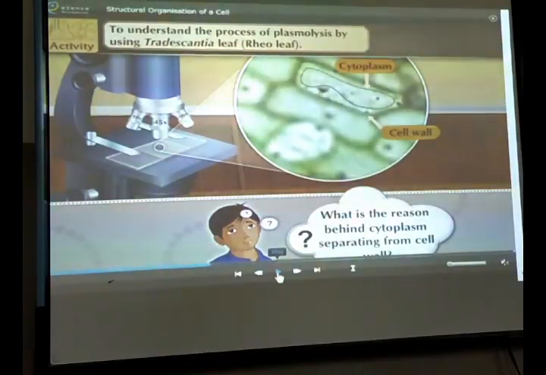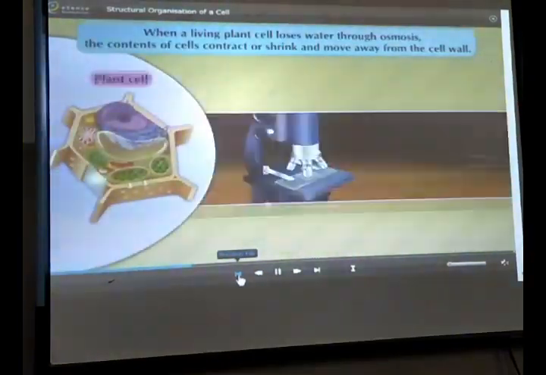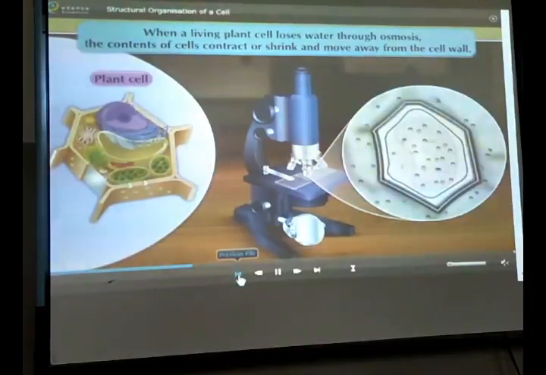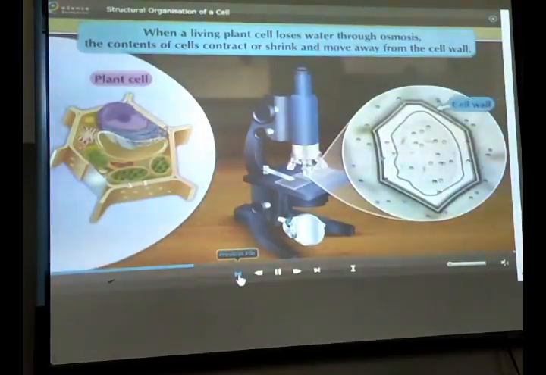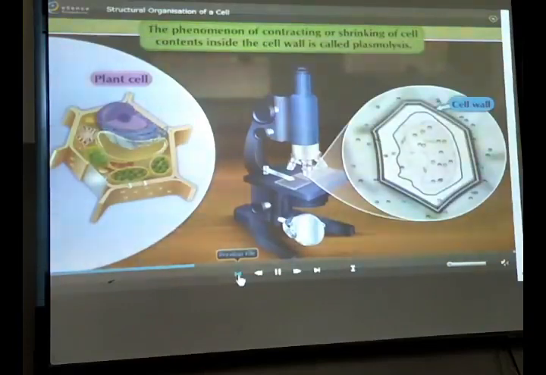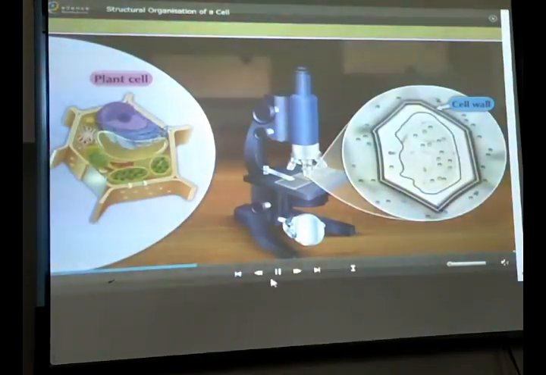So the question raised in mind: what is the reason behind the cytoplasm separating from the cell wall? Previously we have seen this through the microscopic slide, and some materials enter through the cell wall and the plasmolysis process takes place there. So it is clear here.